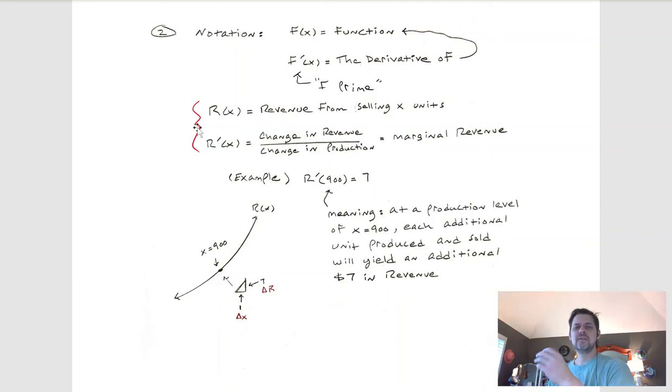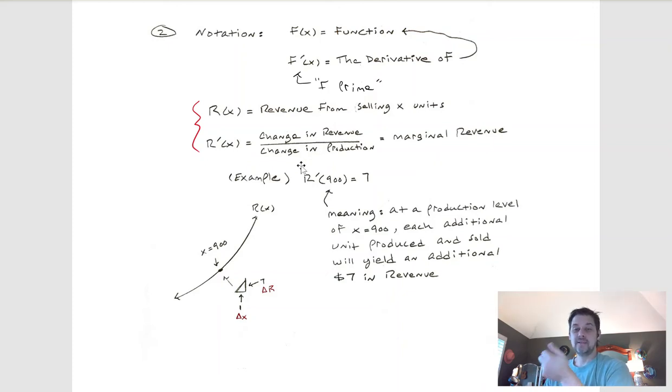Okay, so there's like two sides of this coin. We got a function that tells you what the revenue is, and then we've got this other function called the derivative that tells you how changes in production cause changes in revenue. Okay? It might be that a small change in production causes a big change in revenue, or it might be that a small change in production causes an even smaller change in revenue. Who knows? But that's what that tells you. Now, I think that's an important thing to keep in mind. The function tells you what the revenue is. The derivative tells you how the revenue and production change together.